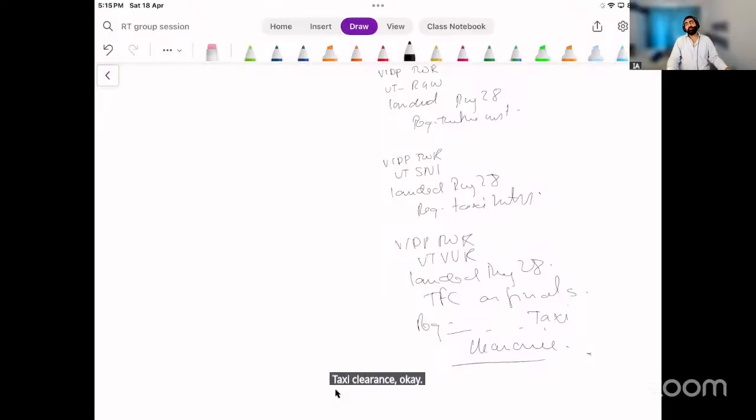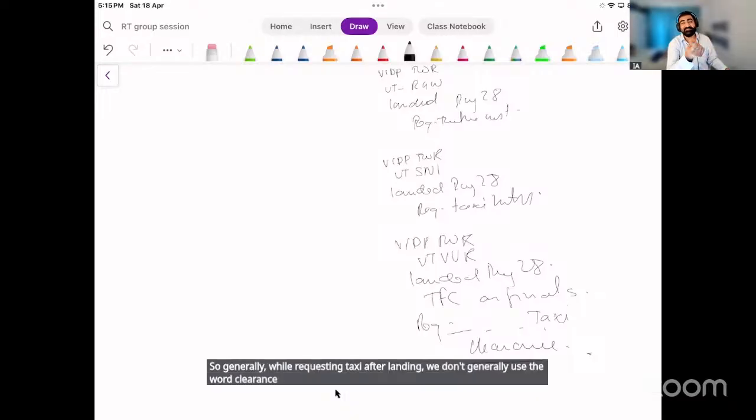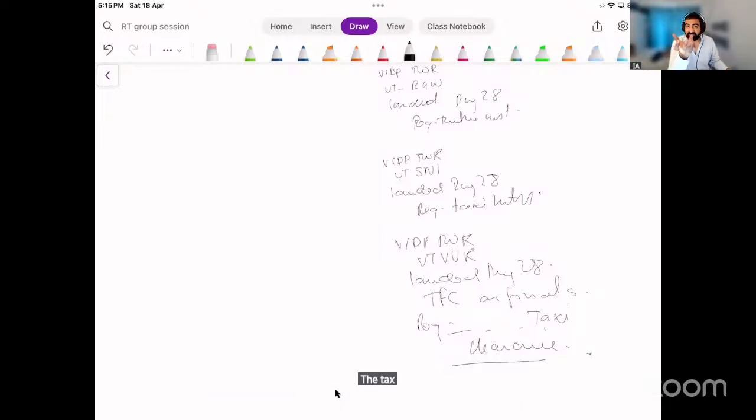So generally, while requesting taxi after landing, we don't use the word clearance. We'd say request taxi to apron, or request taxi instructions, or request instructions to vacate the runway. Taxi clearance we generally relate more with departure taxi, but not an issue. I'm just explaining.